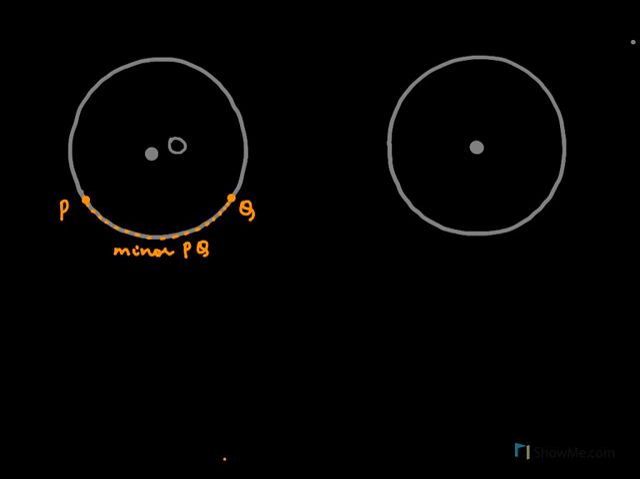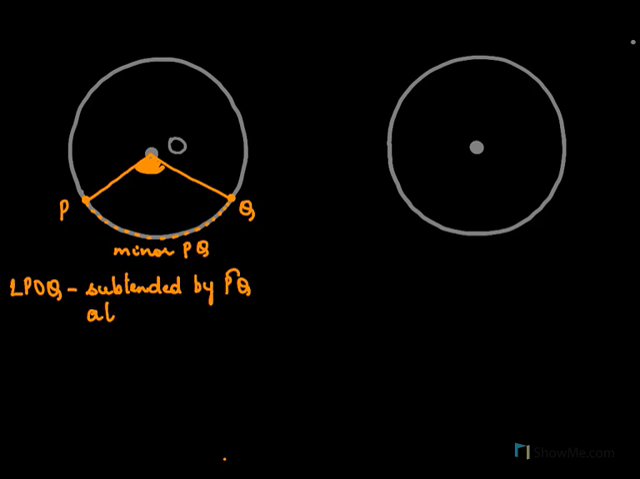And if I join the point P to the center and Q also to the center, here I get this angle, the central angle. So the angle I get here is POQ, and this angle is said to be angle subtended by arc PQ at the center.